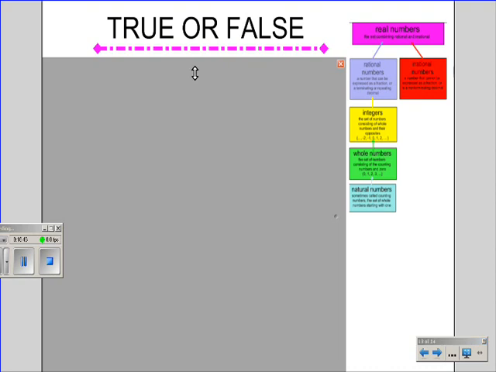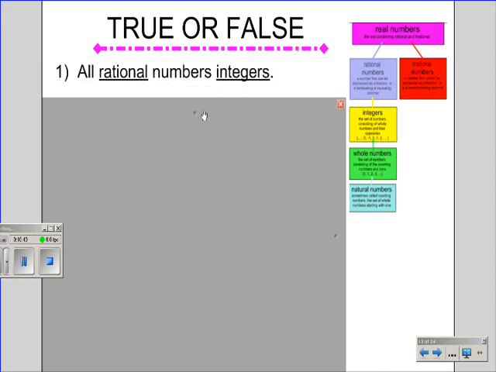So, true or false, let's look here. All rational numbers are integers. So are all rationals integers? No, that is false. A rational number could be 1/3. That is not an example of an integer.